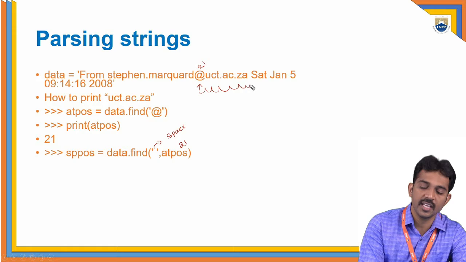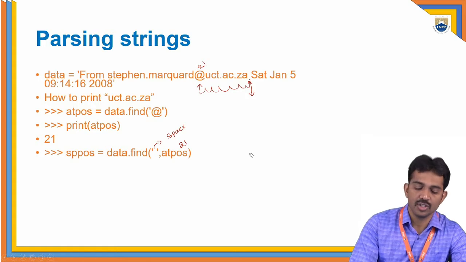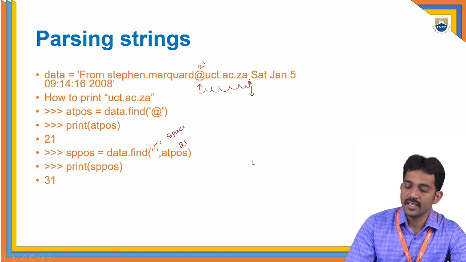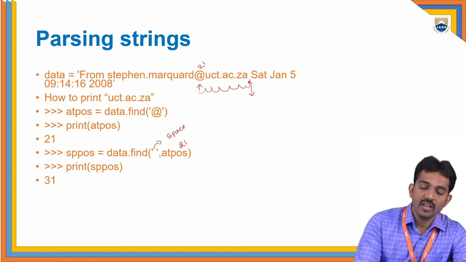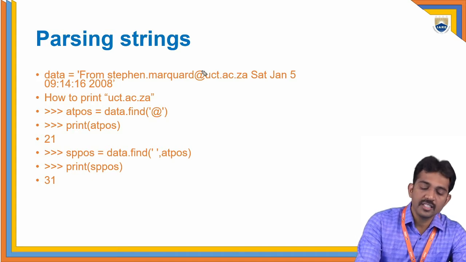Where is the space? Yes, here the space is there. Means it returns this position. See, that position is 31. Is this clear? You know very well. Here it finds this position is 21 and the space position is 31.